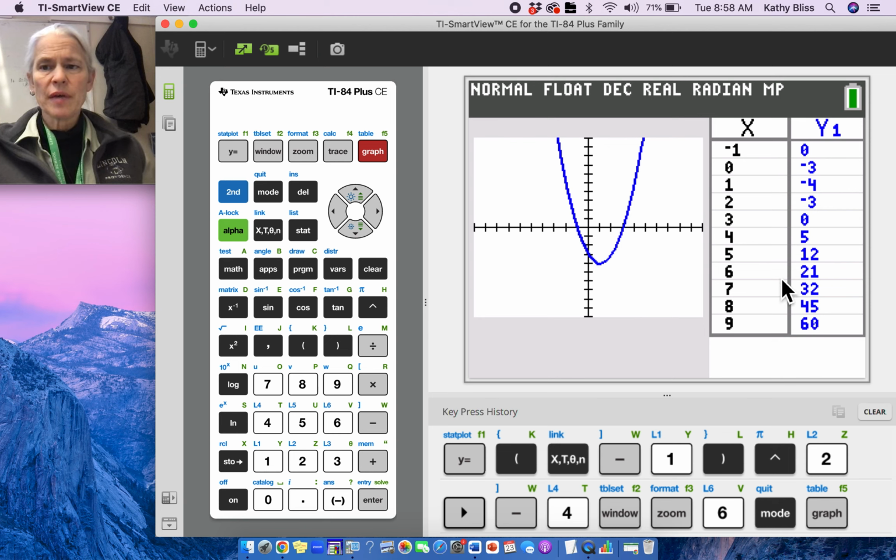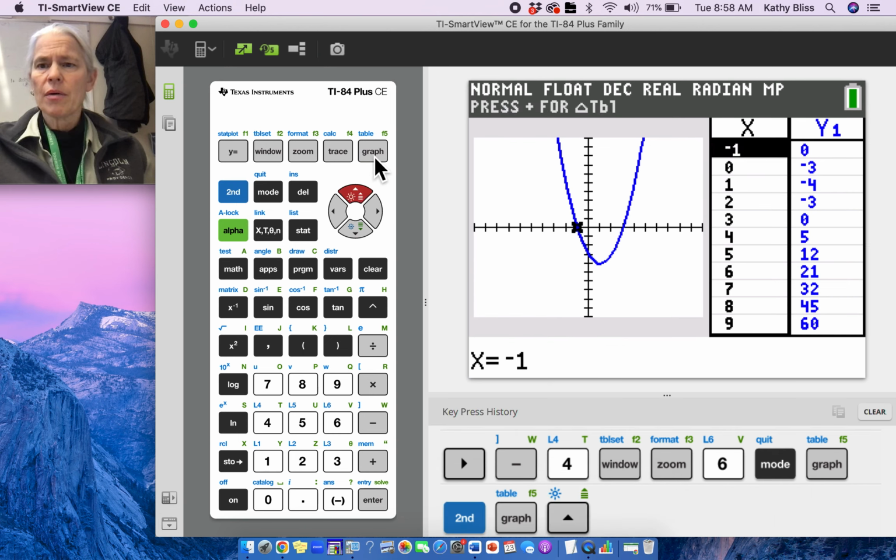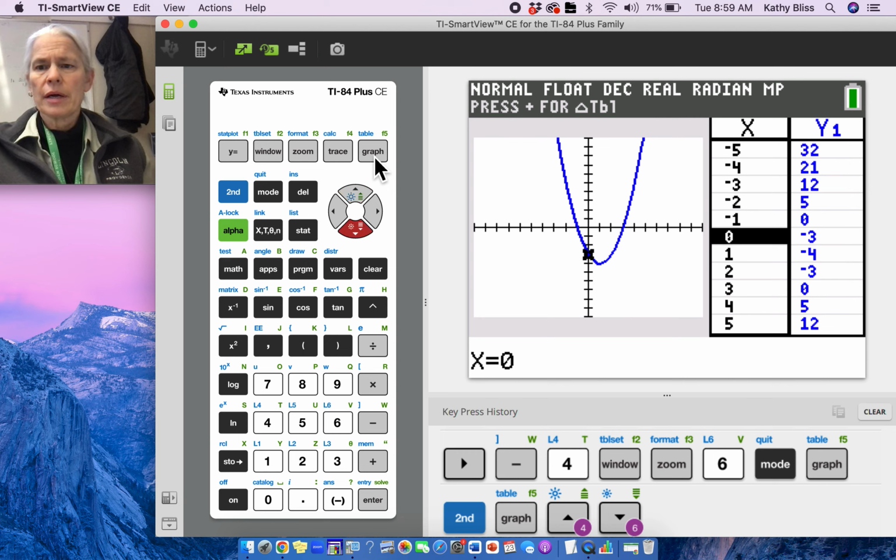So it gives you all sorts of values, and if you go to second table, you can use your arrow key to see other values going up. Okay. All right, and then you can see how it follows along on the graph with the cursor.